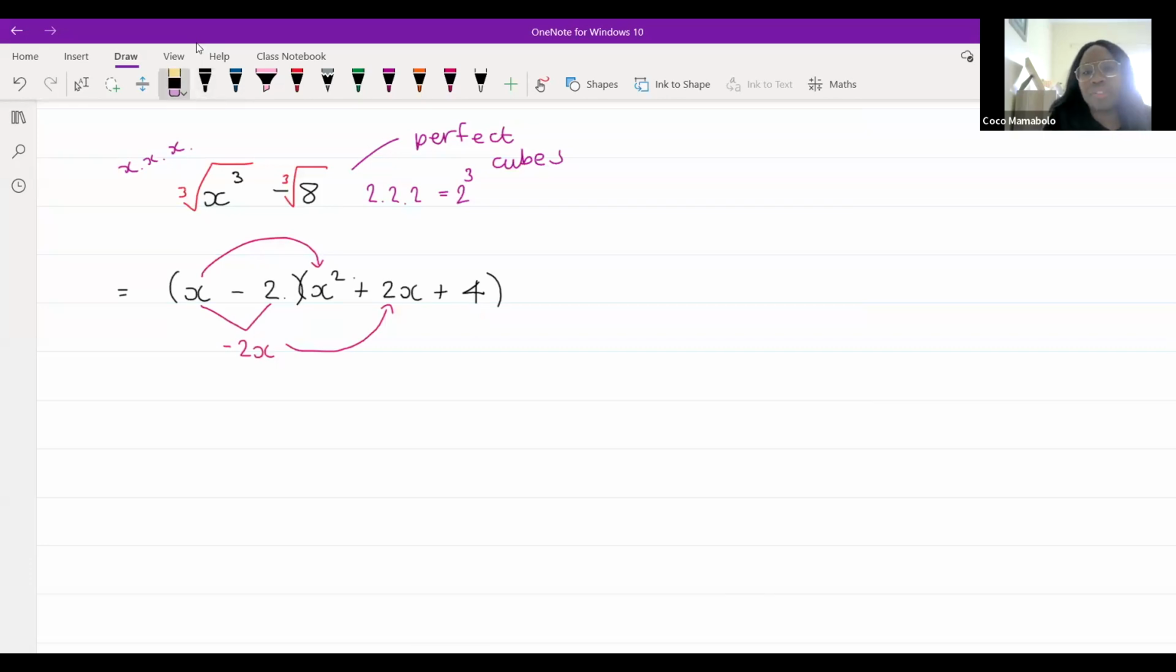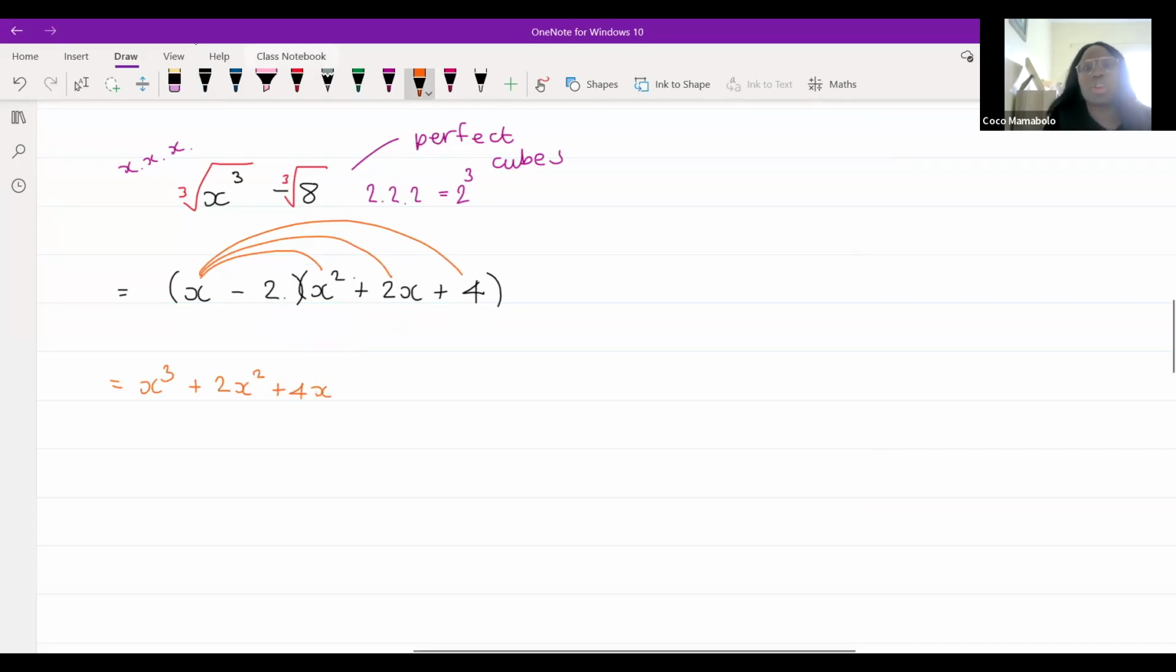The reason for this is because when I then multiply back out, let's do the basic simplification. X times x squared gives me x cubed. X times 2x gives me 2x squared. X times 4 gives me plus 4x. I'm done with the top part, so I'm going to go to the bottom now. Negative 2 times x squared gives me negative 2x squared. Negative 2 times 2x gives me negative 4x. And then negative 2 times 4 gives me negative 8.